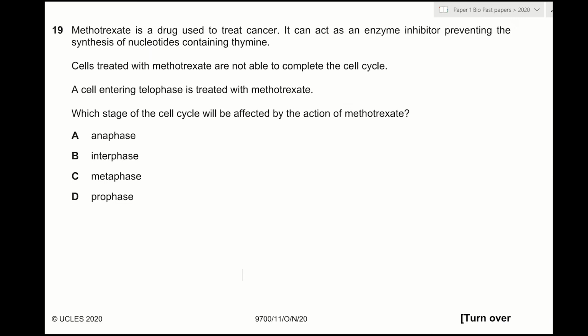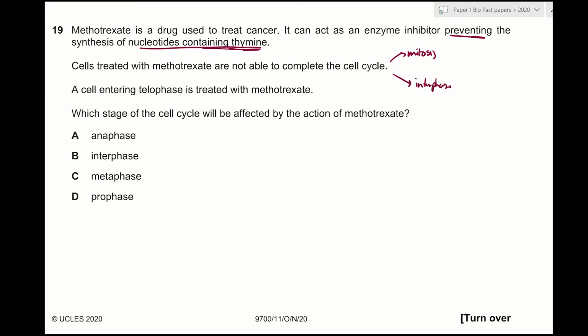Question number 19. Methotrexate is a drug used to treat cancer. It can act as an enzyme inhibitor preventing synthesis of nucleotides containing thymine. Cells treated with methotrexate are not able to complete the cell cycle. A cell entering telophase is treated with this drug. Which stage of the cell cycle will be affected by the action of methotrexate? As mentioned here, it prevents the synthesis of nucleotides containing thymine. And as we all know, the cell cycle consists of mitosis and interphase.